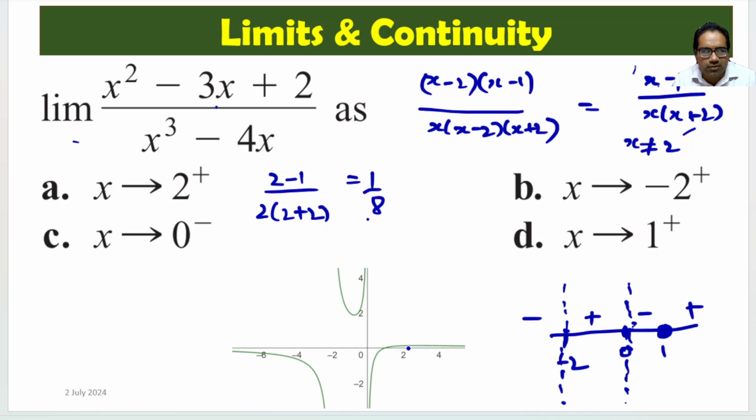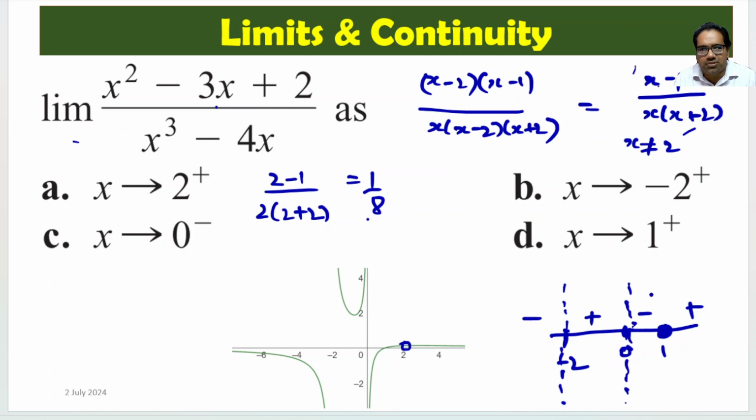Basically, when x equals 2, there's a hole here. The value of that hole is 1 by 8. If you want to fill this function, we can put that. By the way, this is the graph of this function. Now, that is 2 plus. 2 plus the graph is defined, so we can directly substitute, and the value of that will become the limit here.